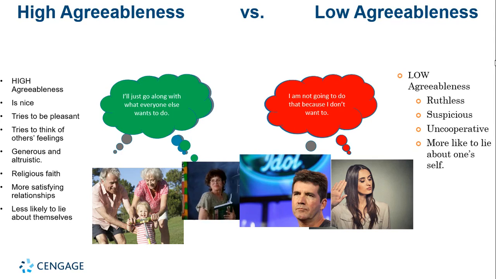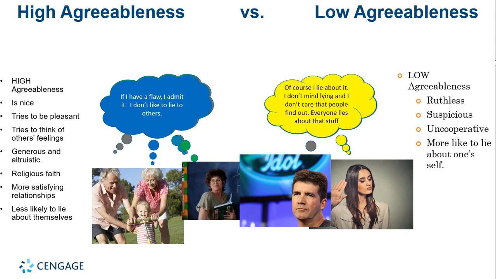No. Oh, let's all go to the pizza place. Everybody wants to go to the pizza place. Well, I don't want to go eat pizza, right? These people don't care how you feel. They're going to be very honest to the point that they're kind of a little rude. People who are highly agreeable might say, if I have a flaw, I admit it. I don't like to lie to other people. Whereas people who are low in agreeableness might say, of course I lie about it. I don't mind lying, and I don't care if people find out about it. Everyone lies about that stuff.